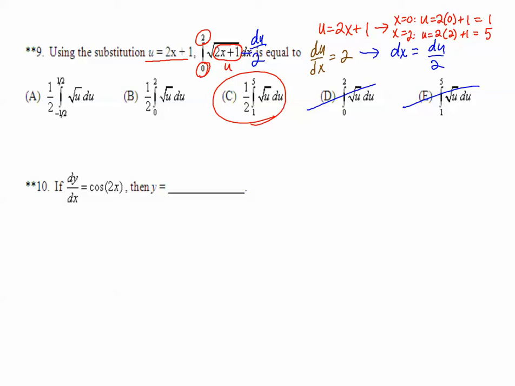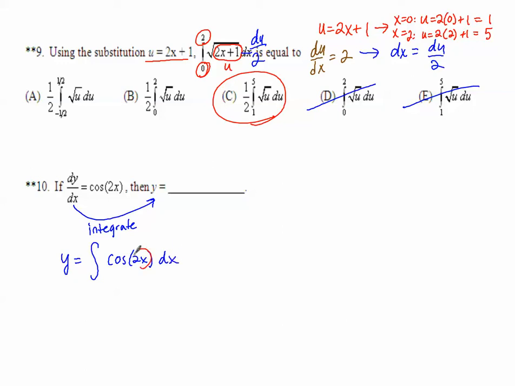Number 10 is just another way to ask the question. dy/dx equals cosine of 2x. What's y? This is just saying go from derivative to not derivative. This is saying to integrate or take the antiderivative. So we're doing the antiderivative of cosine of 2x with respect to x.